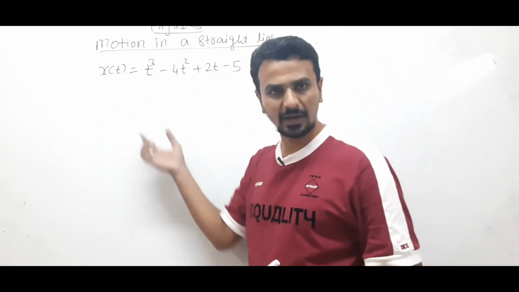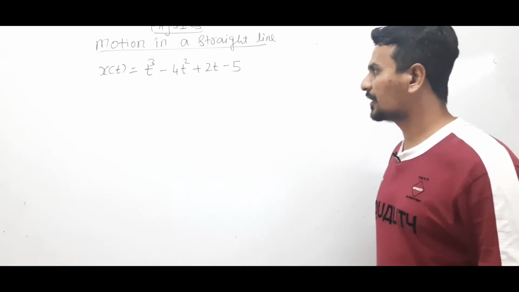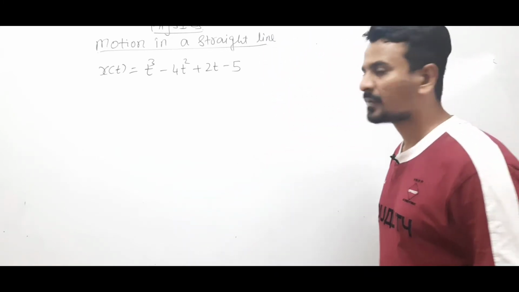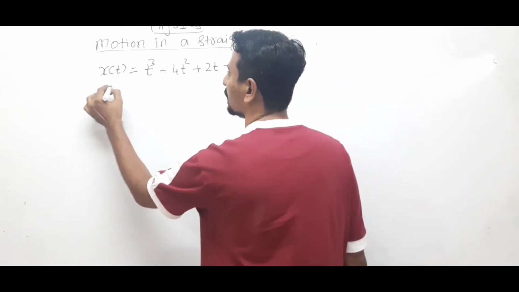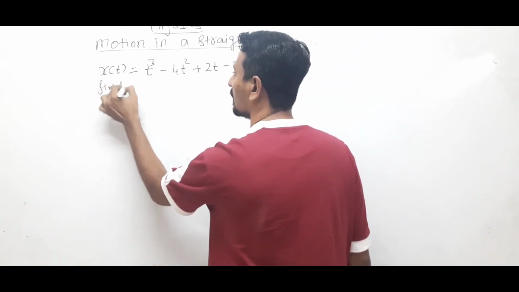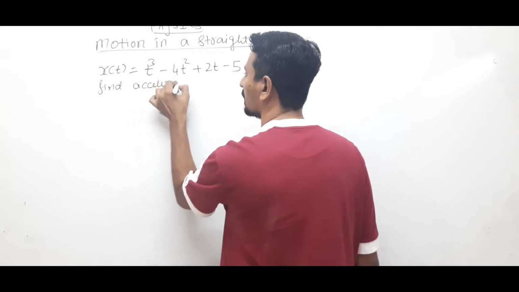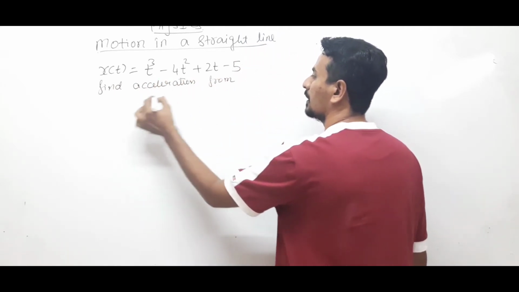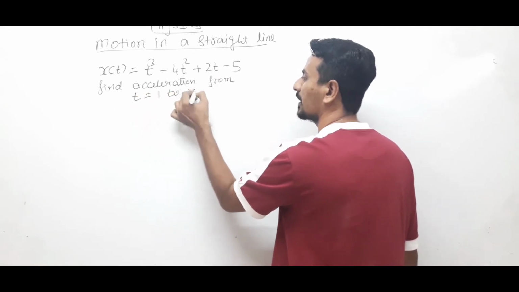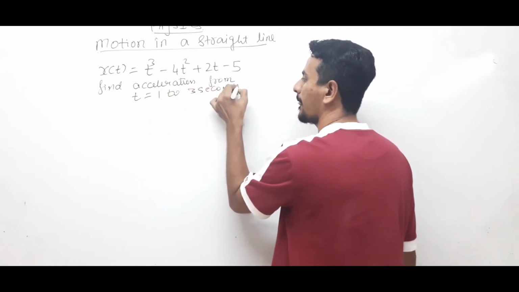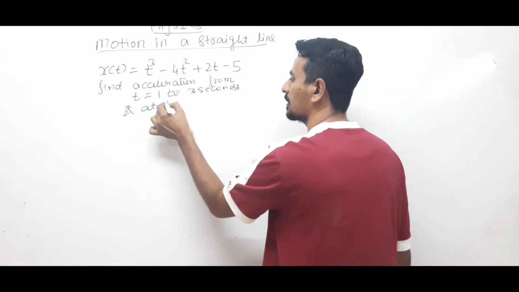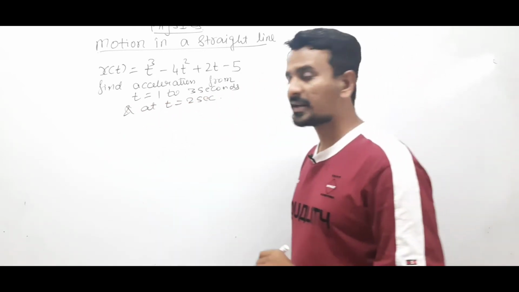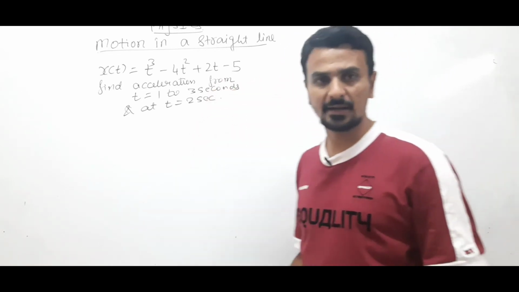Position as a function of time is given as t cubed minus 4t squared plus 2t minus 5. Suppose you have been told to find acceleration from, say, t equals 1 to 3 seconds and at t equals 2 seconds. See, we have not been given velocity directly.